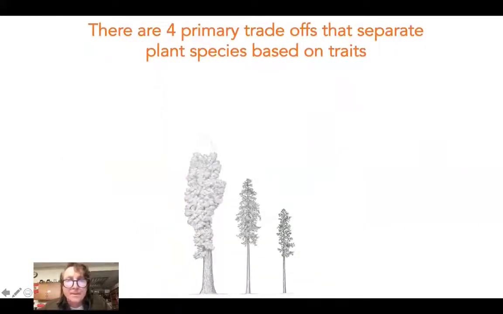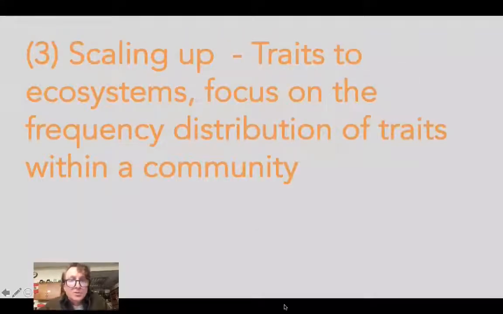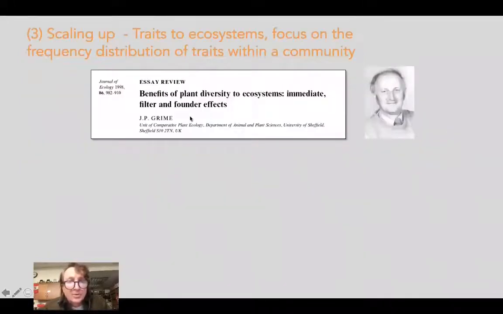All right. The last major area of focus, and I'm only going to spend one slide on this, is how to scale up from traits all the way to ecosystems. We'll likely have more time to discuss this, but more likely down in Peru. For this, I would point you to another paper by Philip Grime, because he's a very good writer and has a way of characterizing the overview of the literature. This gets to the biodiversity ecosystem functioning debate.